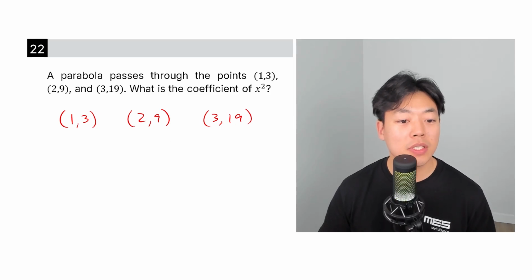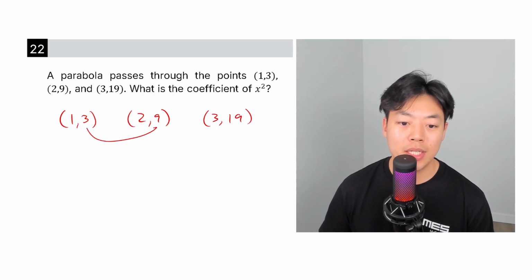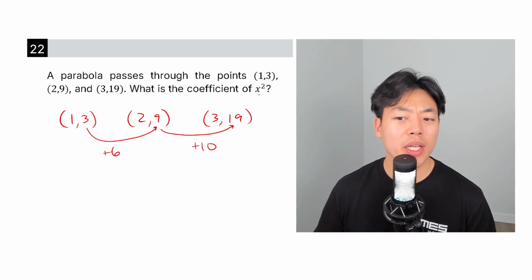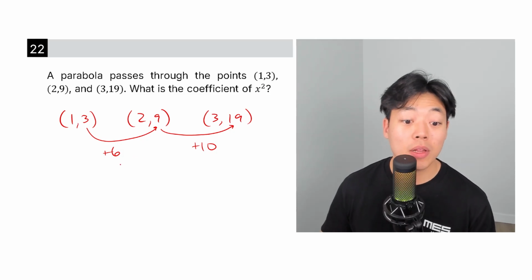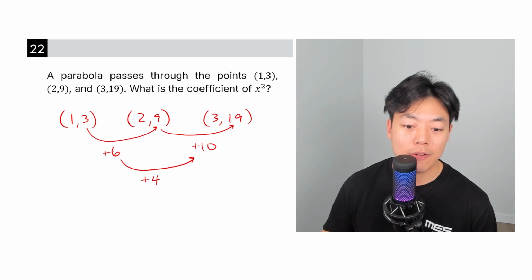Let's look at the differences of the y's. 3 to 9 is 6. 9 to 19 is 10. But we're working with a quadratic here, meaning we're looking at the second difference. The second difference here is plus 4.